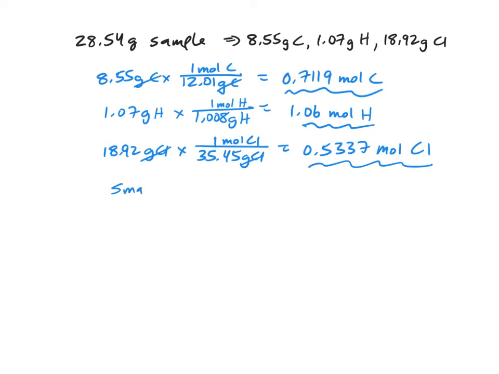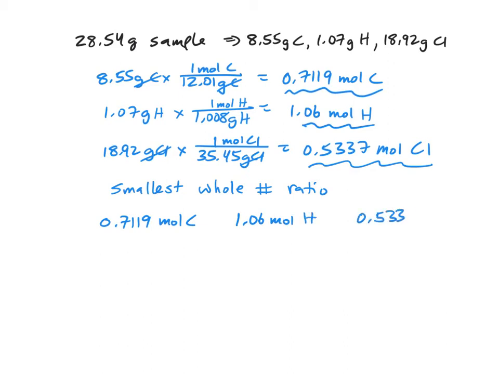And now we have the moles of carbon, the moles of hydrogen, the moles of chlorine, and we need a smallest whole number ratio. And the easiest thing to do is to take each one of these moles, and that ratio is still a ratio if we divide all of them by the smallest number. That is 0.5337.